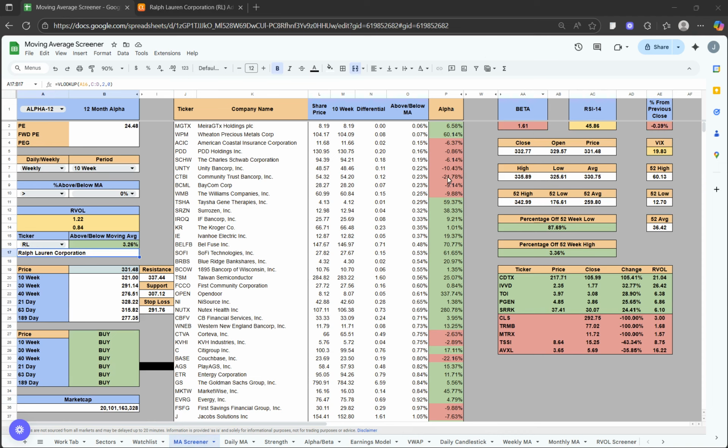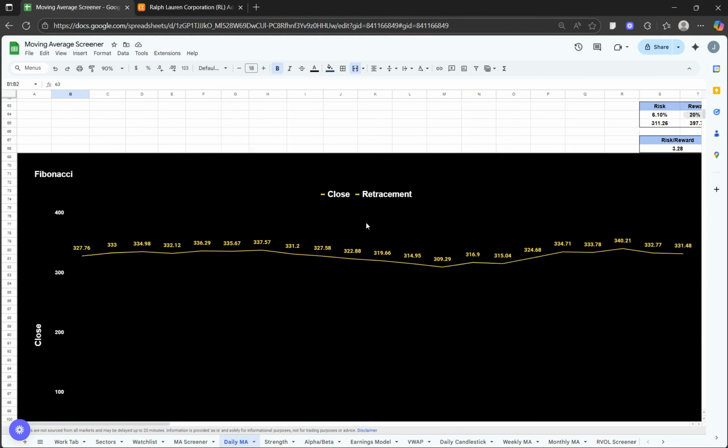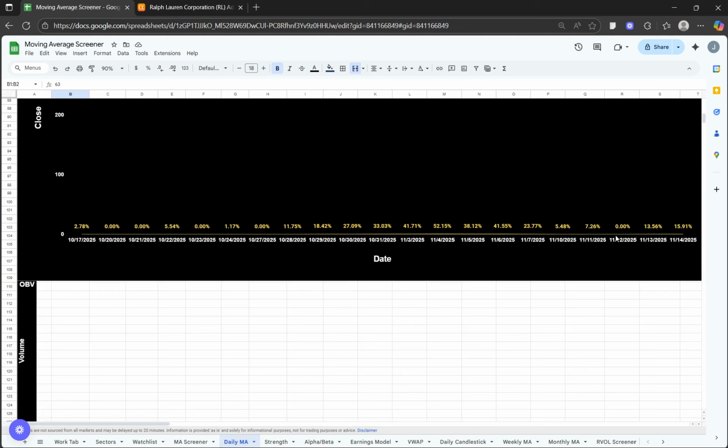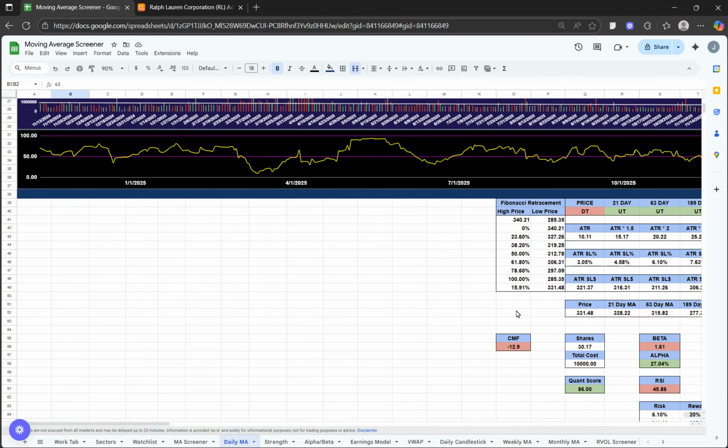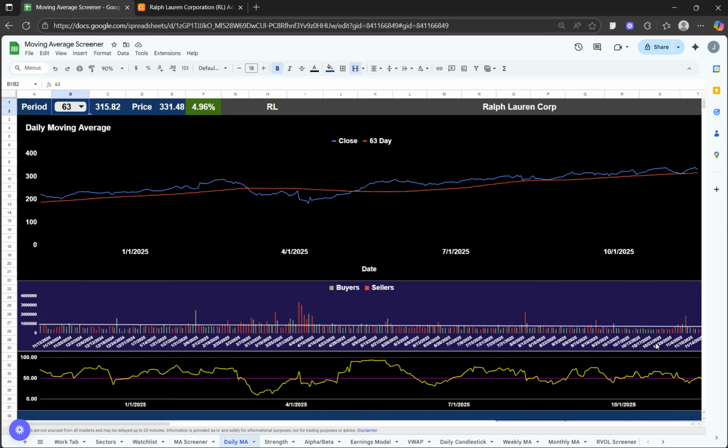Okay, we're looking at Ralph Lauren. Everything's in perfect order. If we go to the daily time frame, the 63-day, our Fibonacci is 15%. We've been as high as 52%, and that was back on 11.4. We are in distribution here, and we have a 1.61 beta, but we do have alpha on the market.